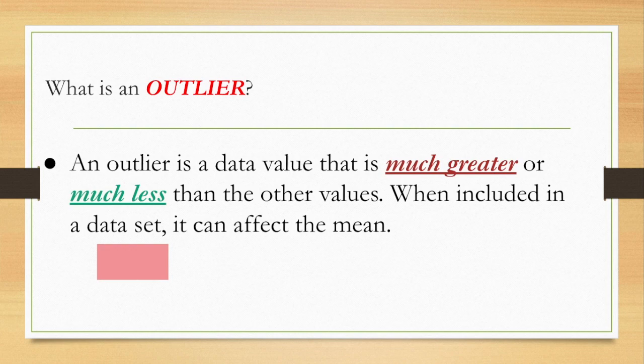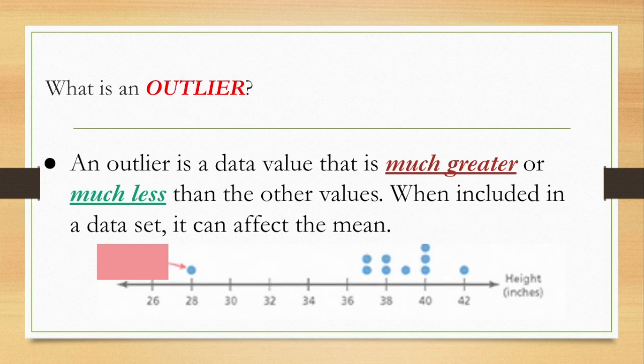An outlier is a data value that is much greater or much less than the other values. When included in a data set, it can affect the mean. Given this data plot, you could see that there is one number much less than the other values, which is 28. So here, 28 is the outlier.